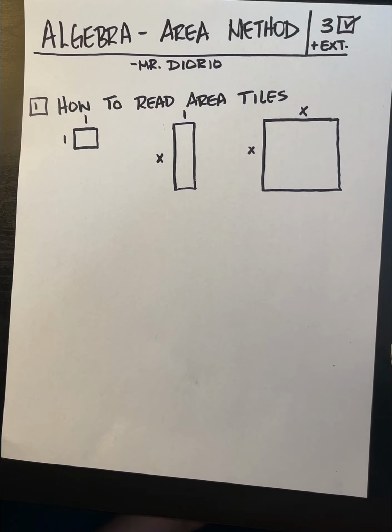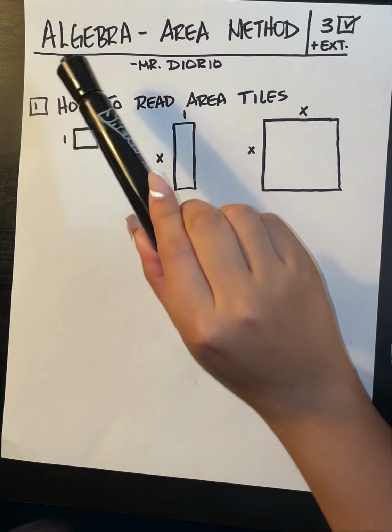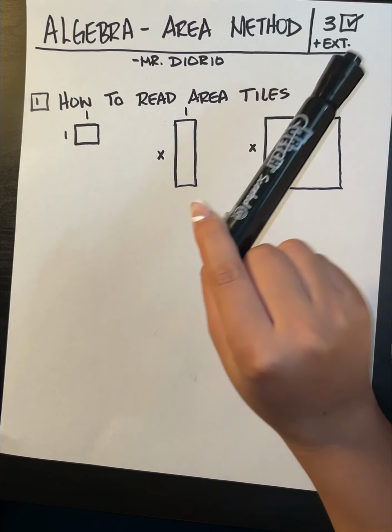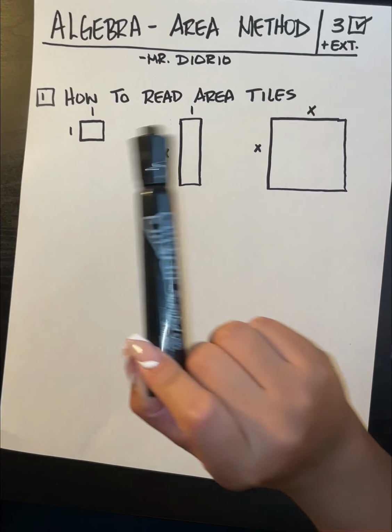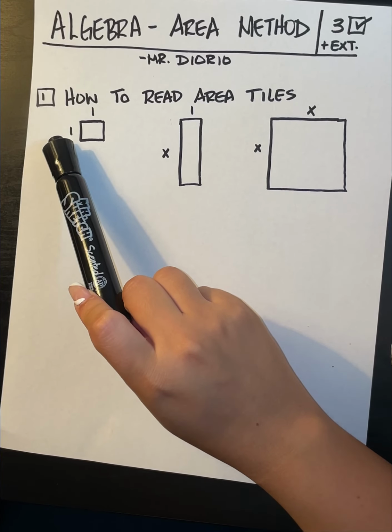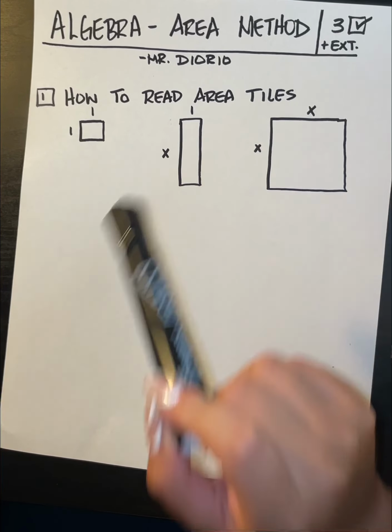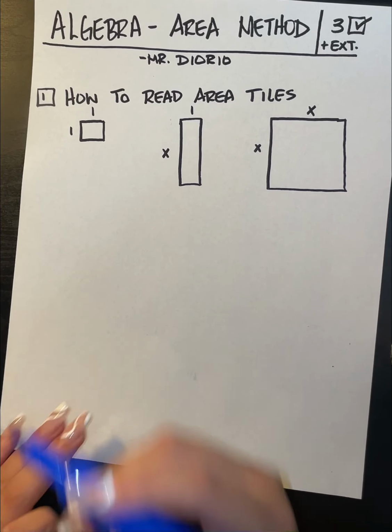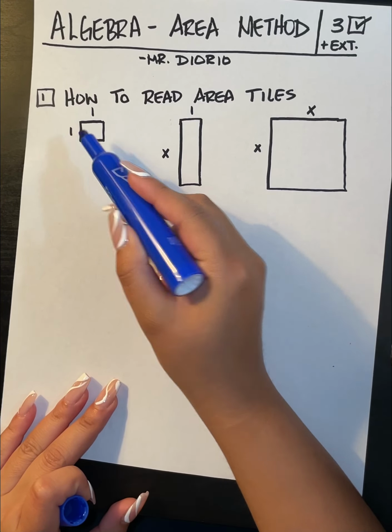Okay, so today we are going to be doing algebra using the area method, and there's 3 questions and 1 extension. So the first question is how to read area tiles. So I'm going to color coordinate these. So this is 1 times 1.